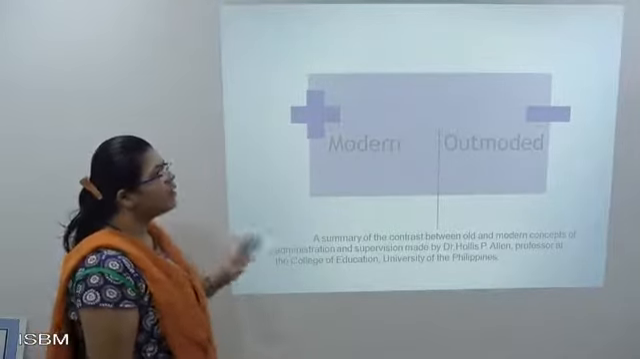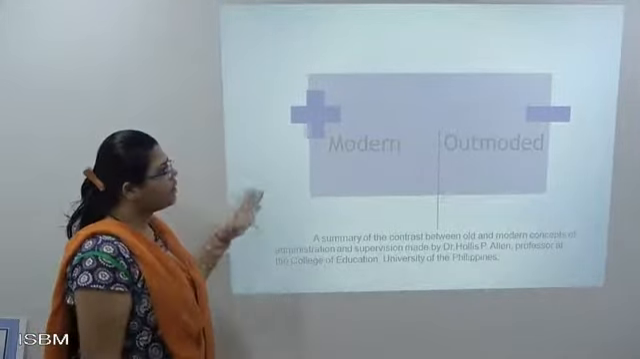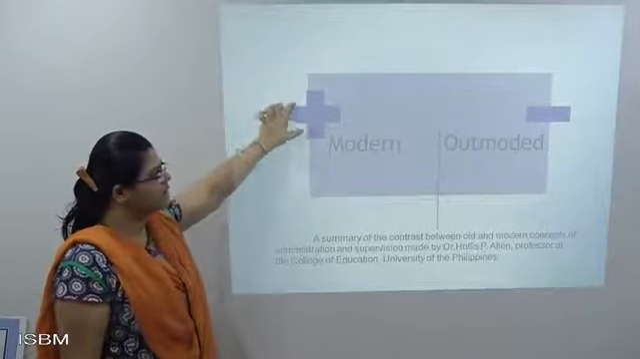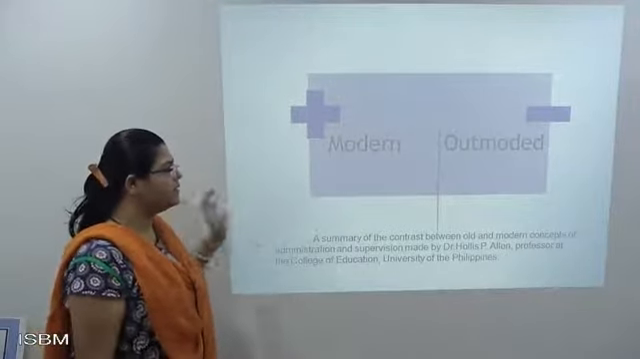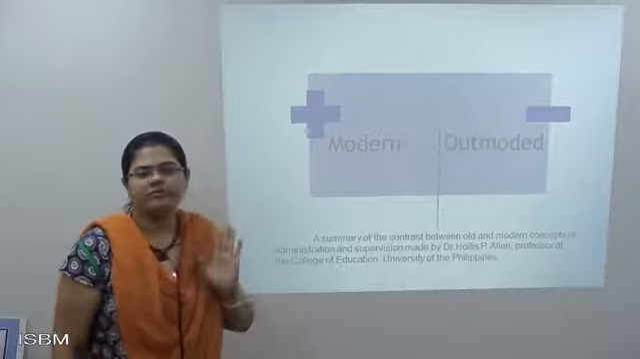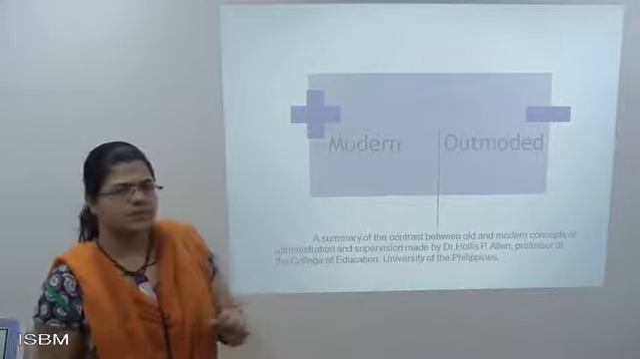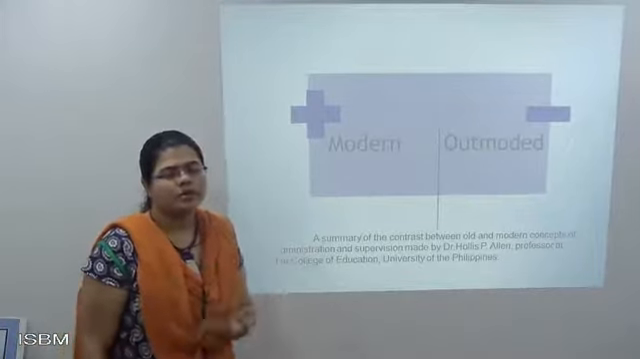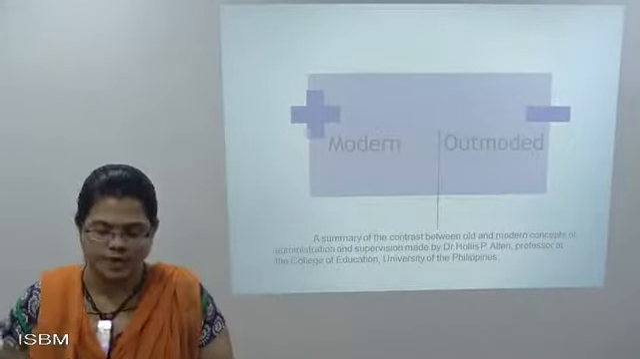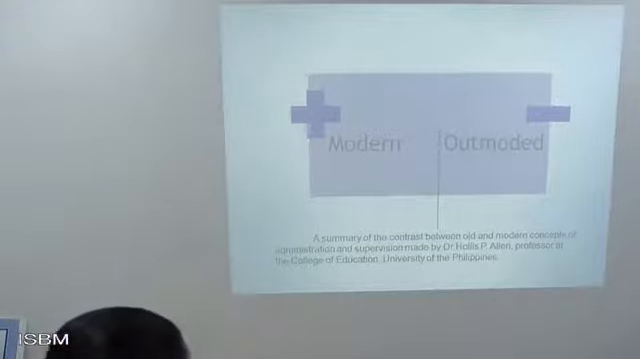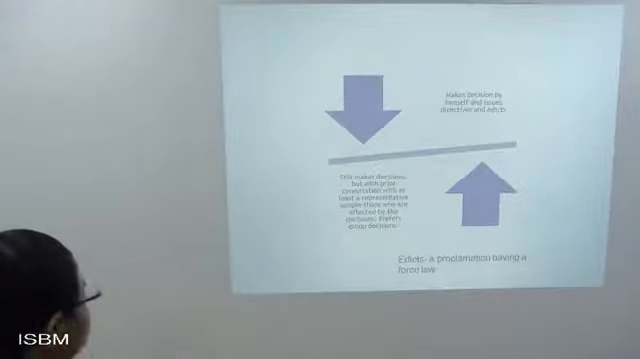I have this modern and outmoded. Now, modern and outmoded, you can see the sign also, that is a plus and that is a minus, and this means the old and the modern concept of the education system. And from this education system, the administration, and according to this the supervision, is also done. Okay, we'll go ahead. Now see.